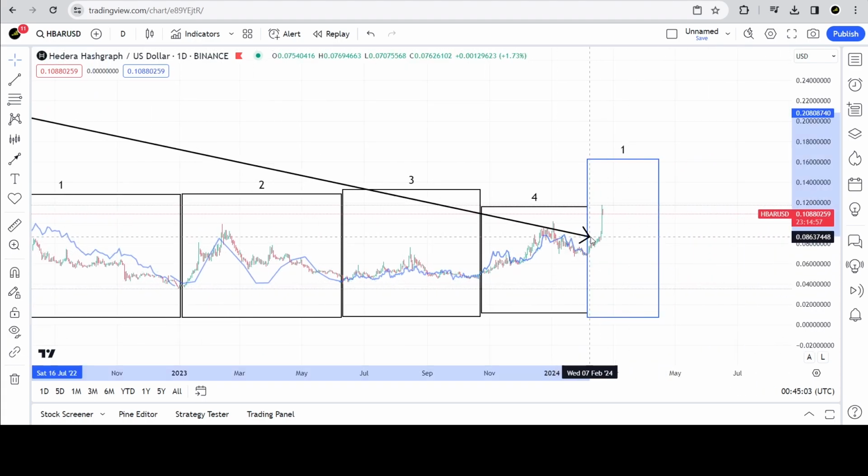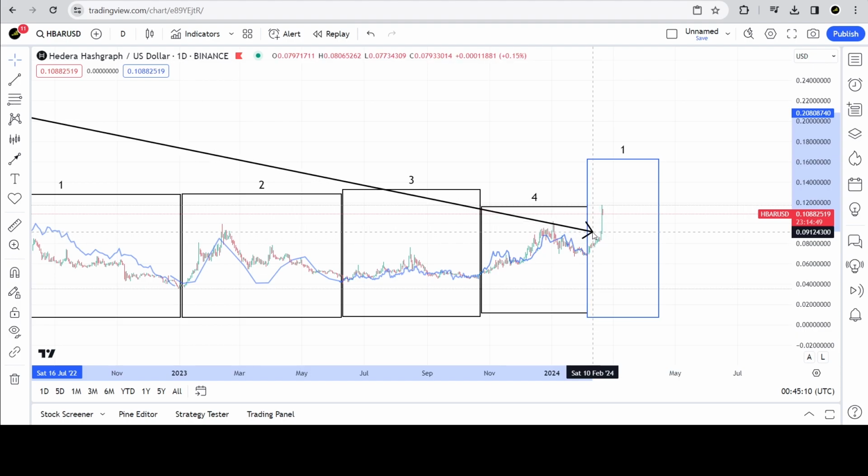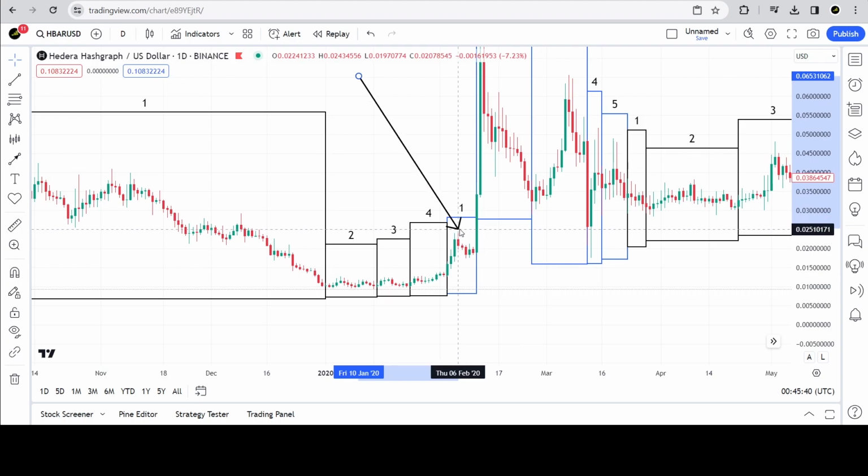Now, let's take the first structure of the first bull run and compare it to what this is doing today. So that is this structure right here.